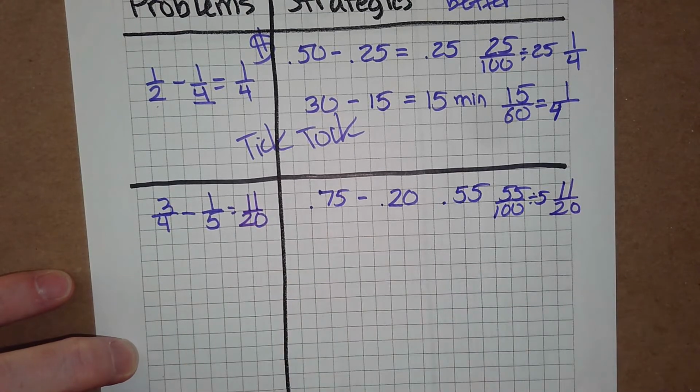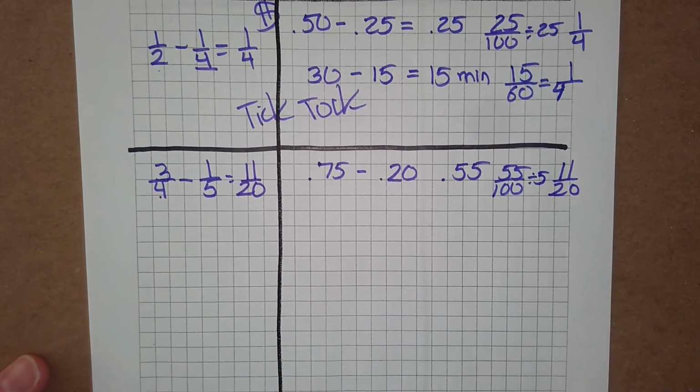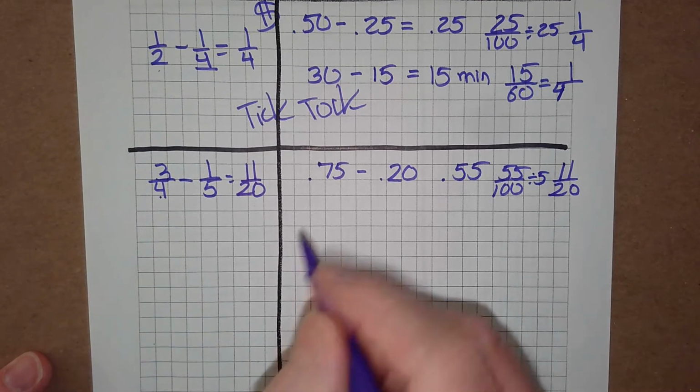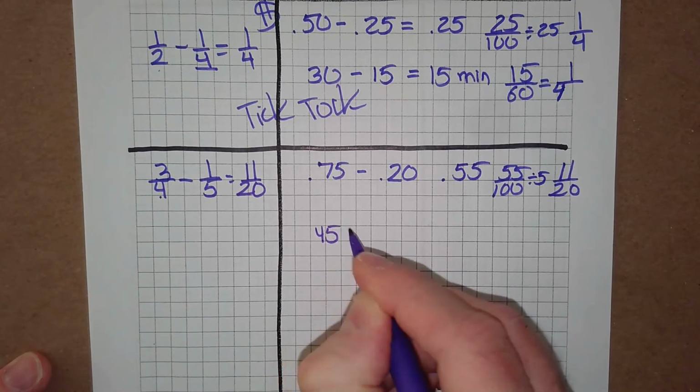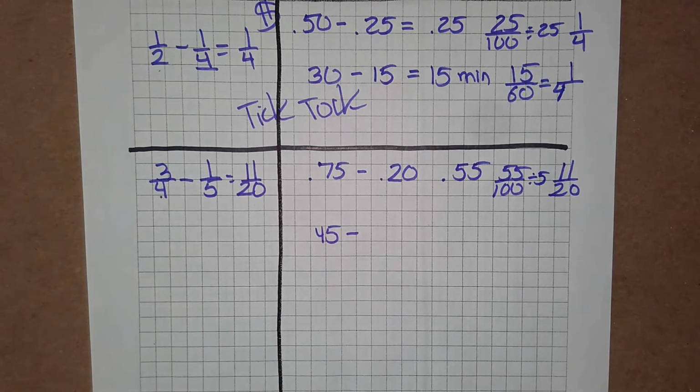That's what I was thinking. And the clock model would work also. Let's try the clock model. What's 3/4 of an hour? How many minutes? 45. 45 minutes minus how many minutes? What's 1/5? Like we already said it, what number goes into 60 5 times?